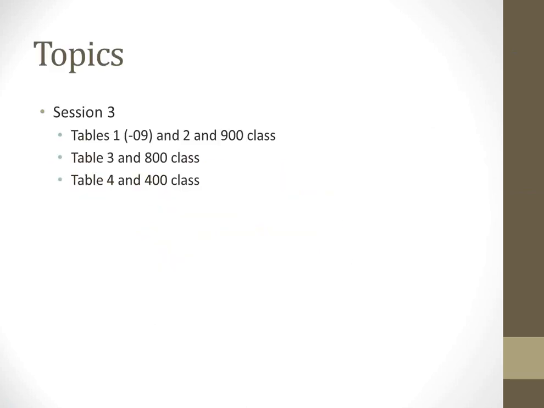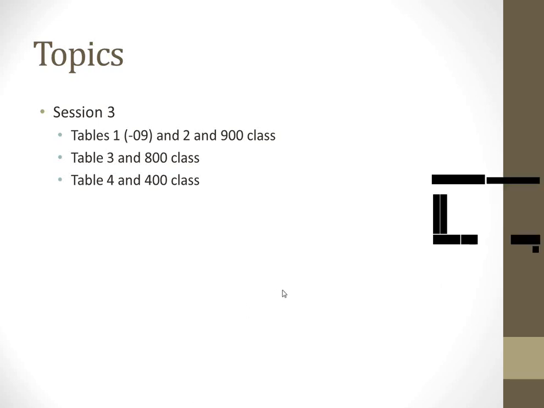Let me go over our schedule here again. This is what we're going to be talking about today. We started talking about table one last time, and we'll finish that up and then talk a little bit about table two, table three, and table four. We won't go into great detail about any of them, but I do want to give you an overview so you can know what they're used for, and how some of the numbers that are already built in the schedules are made using these tables.